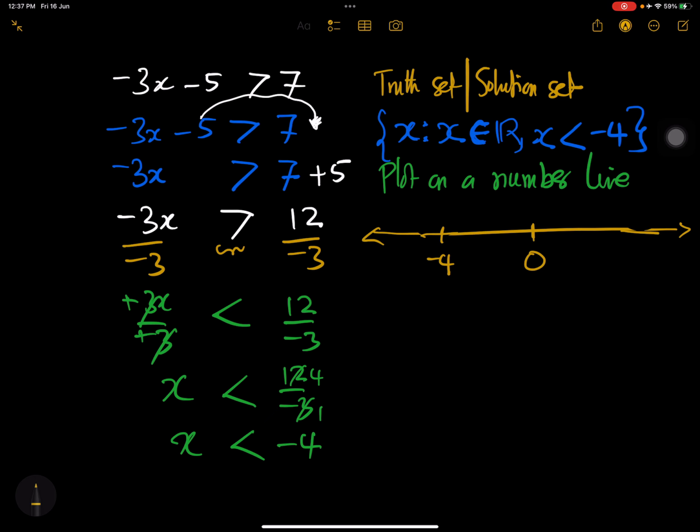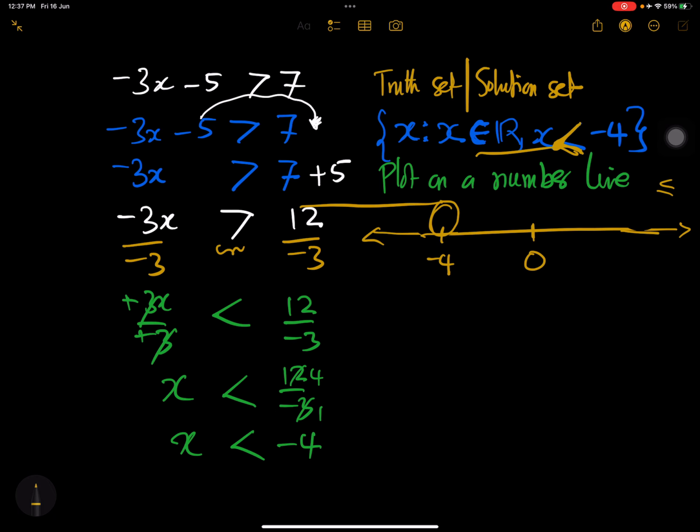Now we're going to draw a ball on top of the -4. Now look at this sign here. It's less than. And look at the elbow. The elbow is showing this direction. So we're going to draw a line to the left and leave it as is. Imagine it was less than or equal to, we would have shaded the inside of the ball. This is what we have done so far, to plot it on a number line.